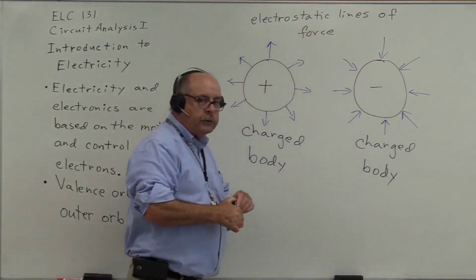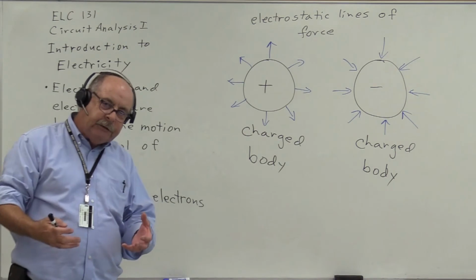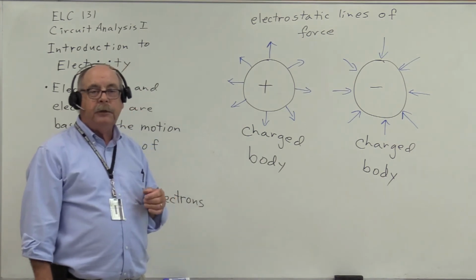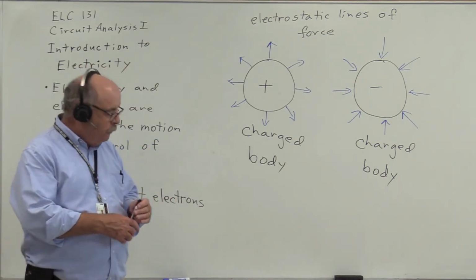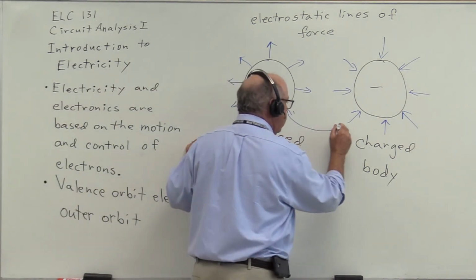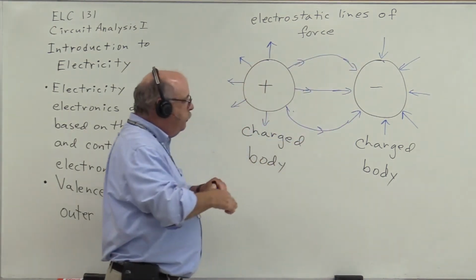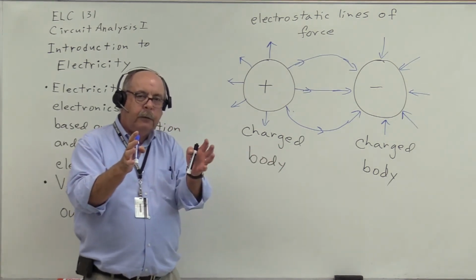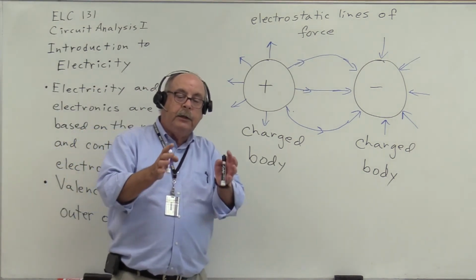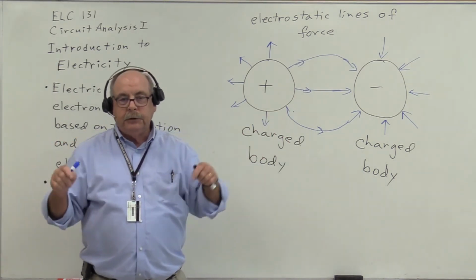Now, these lines of force are quite similar to magnetic lines of force. We can't see them, we can't smell them, we can't taste them, but we know they're there because of the way these bodies act when they're in proximity. And what happens with these two oppositely charged bodies is that these lines of force will link together and actually pull these bodies together. If they were two similarly charged bodies, then these bodies would be forced apart because their lines of force would be pushing against each other.